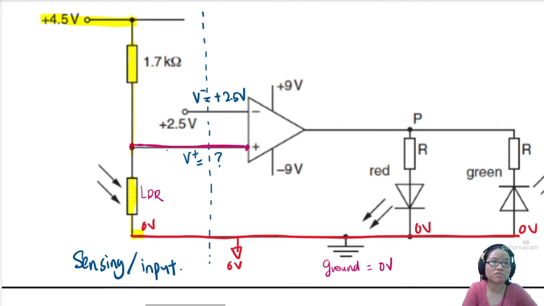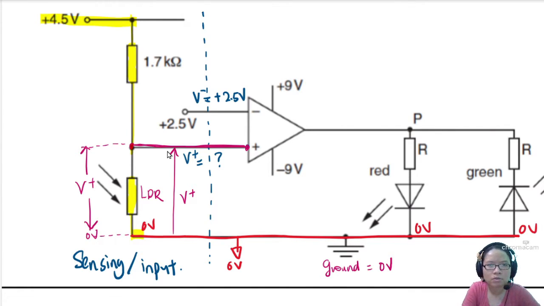If you want to measure V plus, we always measure from ground, right? So V plus will be the value from here to here, which also happens to be the value across the LDR, because one side is 0. So here to here is also your V plus. We probably need to do some ratio thing later. Okay, we put that one side first. Park one side.